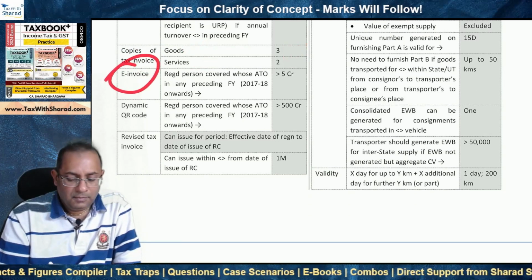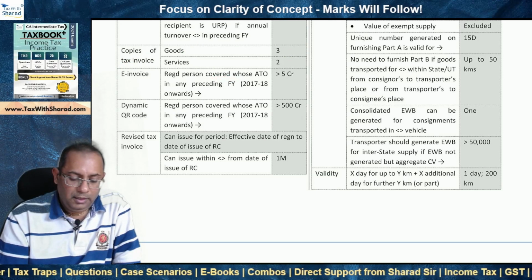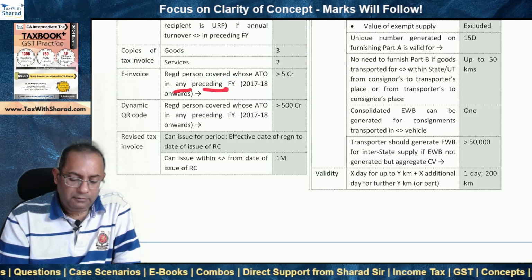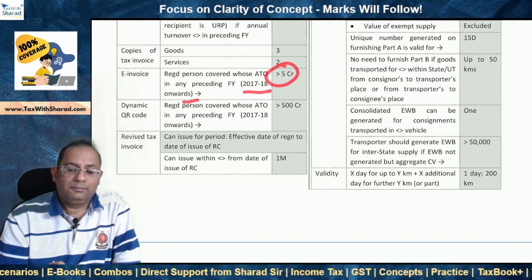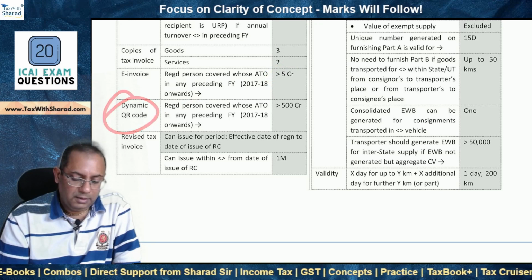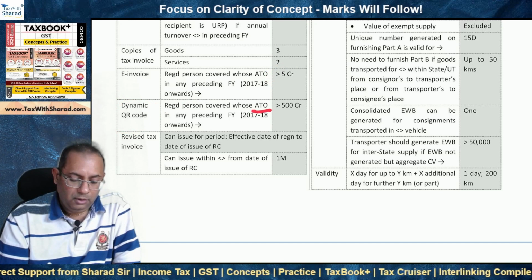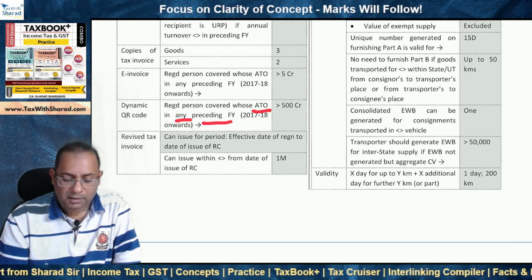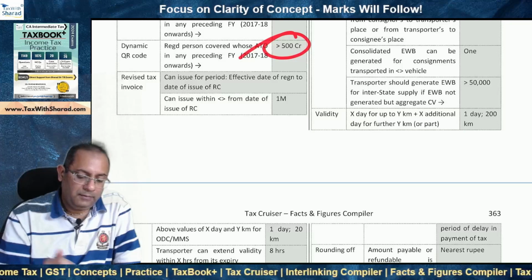E-invoicing provisions. Registered person is covered under e-invoicing provisions whose ATO in any preceding financial year 2017-18 onwards is more than 5 crore. Dynamic QR code provisions. Registered person is covered by dynamic QR code provisions whose ATO in any preceding financial year 2017-18 onwards is more than 500 crore. Revised tax invoice.